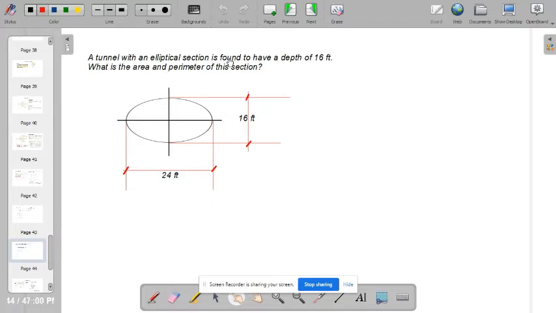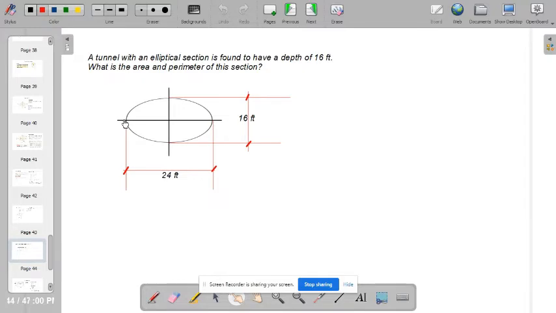A tunnel with an elliptical section is found to have a depth of 16 feet. What is the area and perimeter of the section? Now, given this figure, this is your major axis, your transverse axis. So this is 24 and the other one is 16. This is the A and B. Okay, what is the area and perimeter of this section?